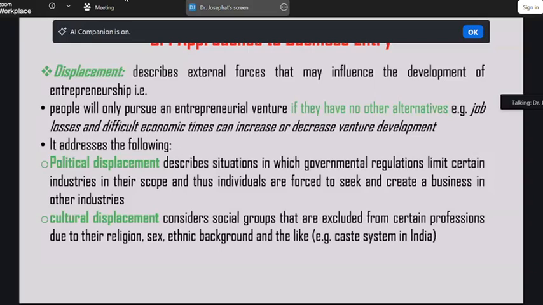Na hiyo inaforce mtu kwenda kujihusisha na ujasiriamali akapate kipato cha kuweza kukidhi mahitaji yake, kwa sababu professional yake amesoma, lakini kutokana labda na religion yake, kutokana na sex yake, kutokana na ethnic background or other demographic factor, such a person cannot be absorbed within the formal job industries. So they are much more displaced to engage in alternative ways, that is entrepreneurship. So those three approaches under internal locus of control, especially on the part of macro views.